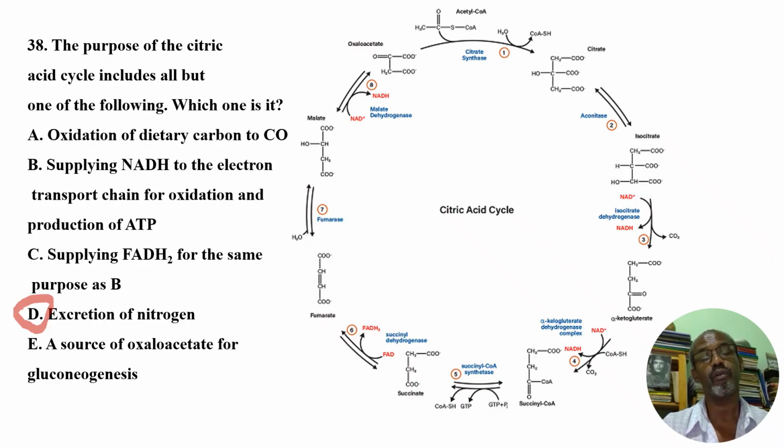Finally, when acetyl-CoA is broken down, you see, it is removing carbon in our food molecules, being removed as carbon dioxide at this position. Decarboxylation is there. There is also decarboxylation here, and also one carbon dioxide is removed here, and also link reaction also removes carbon dioxide, you see. Therefore, now citric acid cycle, oxidation of dietary carbon to CO2 is the service of this citric acid cycle, and the answer is excretion of nitrogen is not the purpose of citric acid cycle.